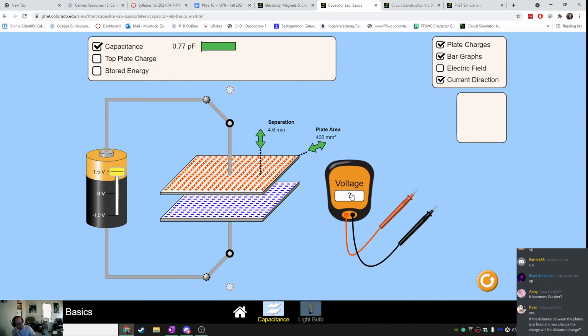Is the distance between the plates isn't fixed and you change the charge, will the distance change? Huh. So you're imagining if there was a movable kind of like arm or something like that that allowed it so that they could basically push it apart, and you're asking if you change the charge, so like if you physically added more charges on there, what would happen to the distance between the two?